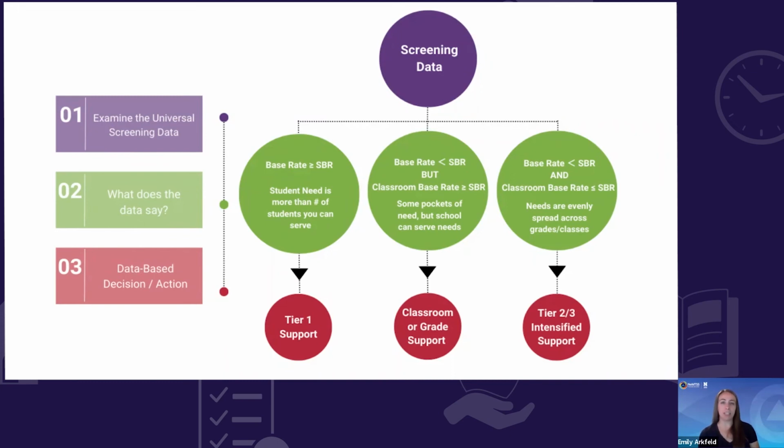And finally, if both your school and classroom base rates are less than or equal to your serviceable base rate, showing that you are meeting the needs of students and that those needs are spread evenly across grades and classrooms, then you can focus on your tier 2 and 3 intensified supports. And we'll show you some more examples of that a little bit later.